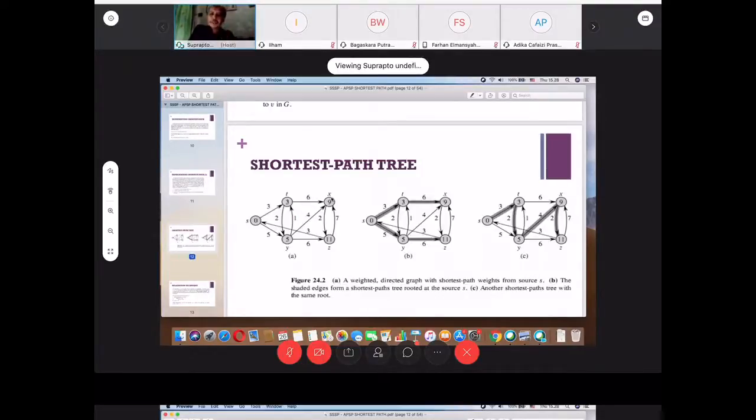And see, in the first solution, the path chosen is from S to T and then X. But in the second solution, the path chosen consists of 3 edges, starting from S to T and then Y and finally X. There are 3 edges in the path from S to X, and the weight is 3 plus 2 plus 4, which is 9 also.